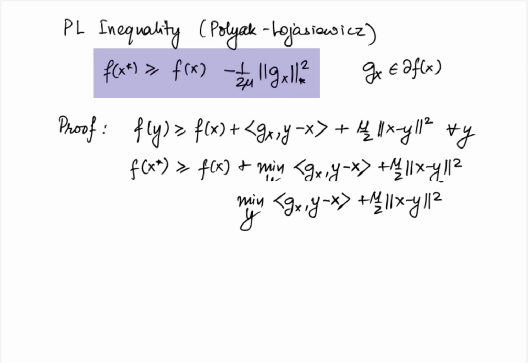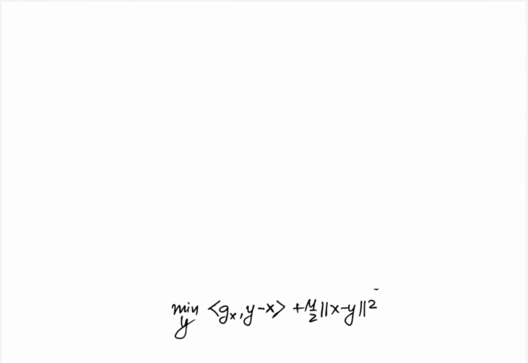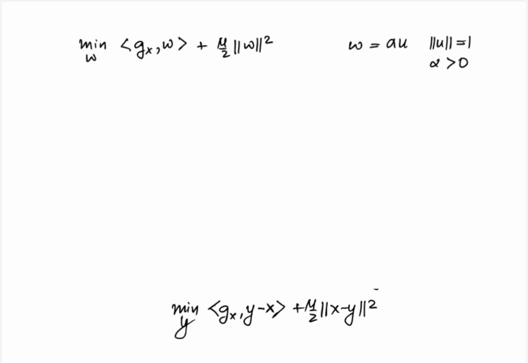So let us first solve this subproblem. To solve it, let us substitute w is equal to y minus x. So we have the problem: minimum over w, inner product of gx comma w plus mu by 2 norm of w square. At this stage, let us write w is equal to alpha times u, where u is a unit norm vector and alpha is a scalar greater than 0. We can always do this from the homogeneity property of the norm, but since w is an optimization variable, alpha and u are both also optimization variables.